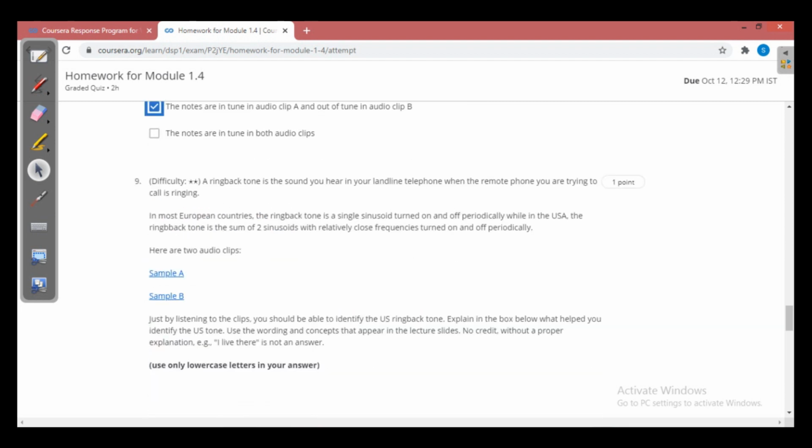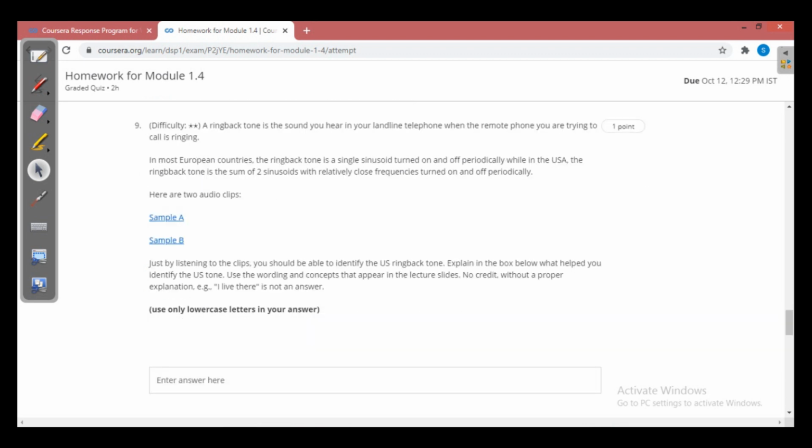And the ninth one, a ringback tone is the sound you hear in your landline telephone when the remote phone you are trying to call is ringing. In most European countries, the ringback tone is a single sinusoid turned on and off periodically, while in the USA, the ringback tone is the sum of two sinusoids with relatively close frequencies turned on and off periodically. Here we have the two audio samples A and B. By listening to these two, we need to identify which is the ringback tone of the US.